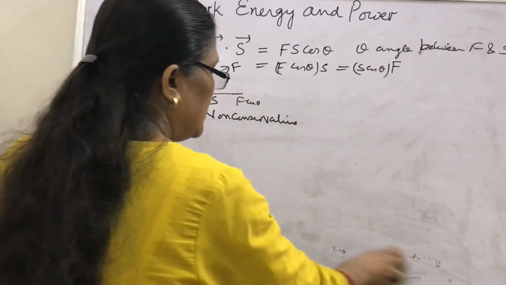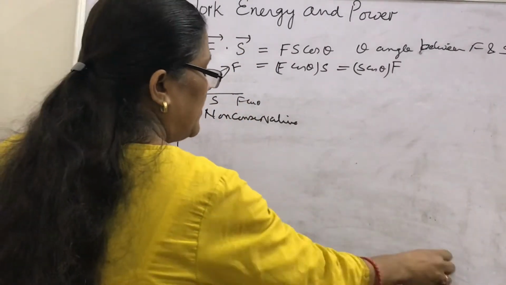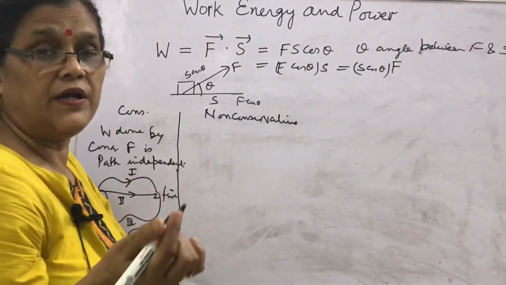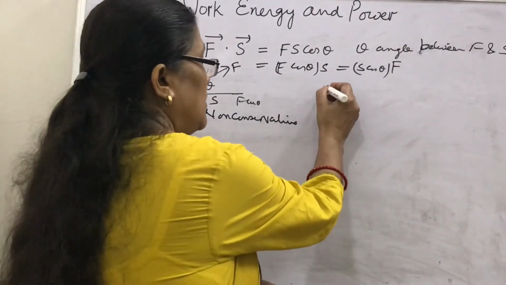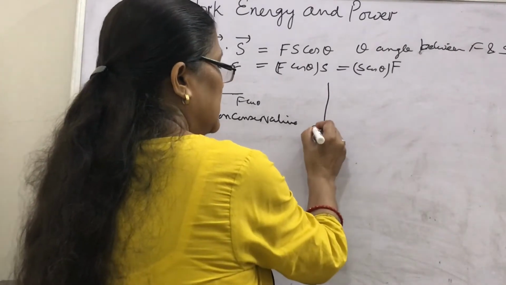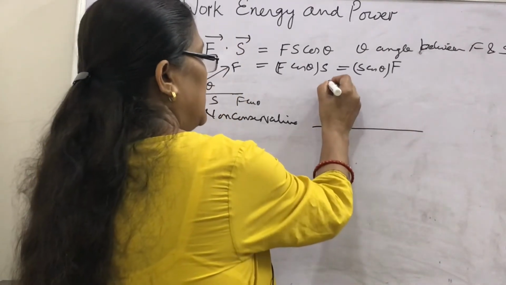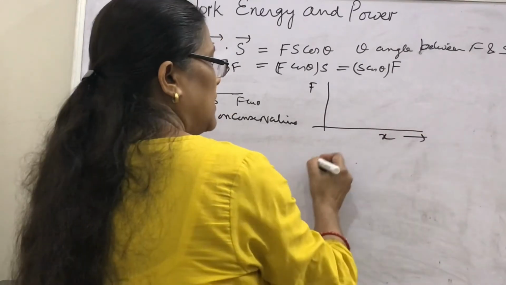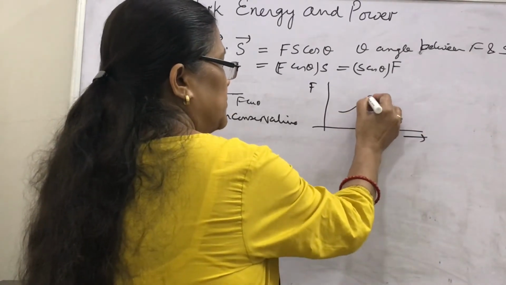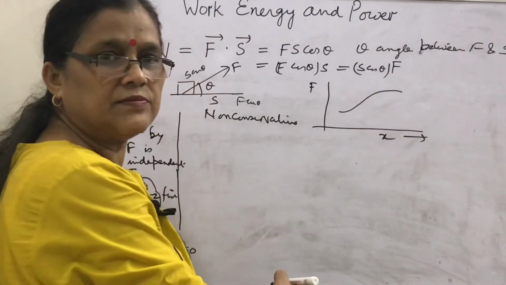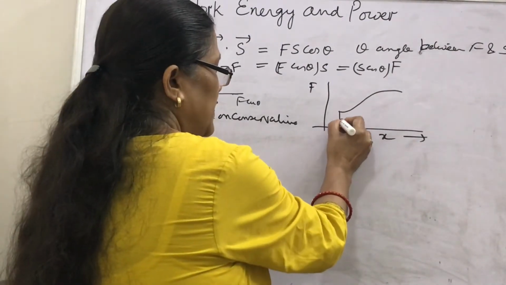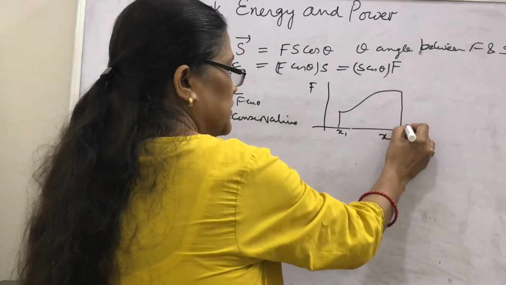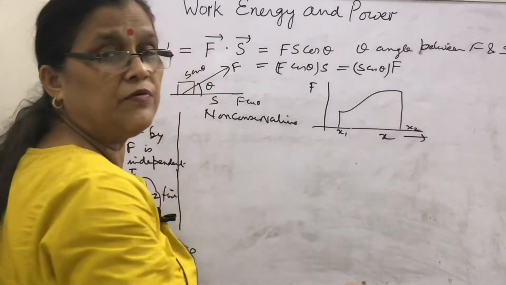What about the work if the force is variable? How will you find the work done? Look, if there is a graph given between force and displacement, and the force varies like this. At this point the displacement is x1 and at this point the displacement is x2. Then how will you find the work done?